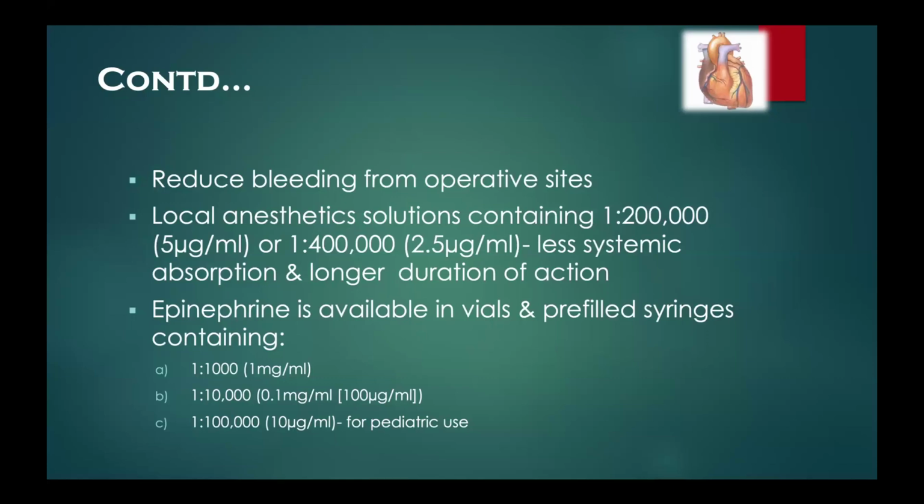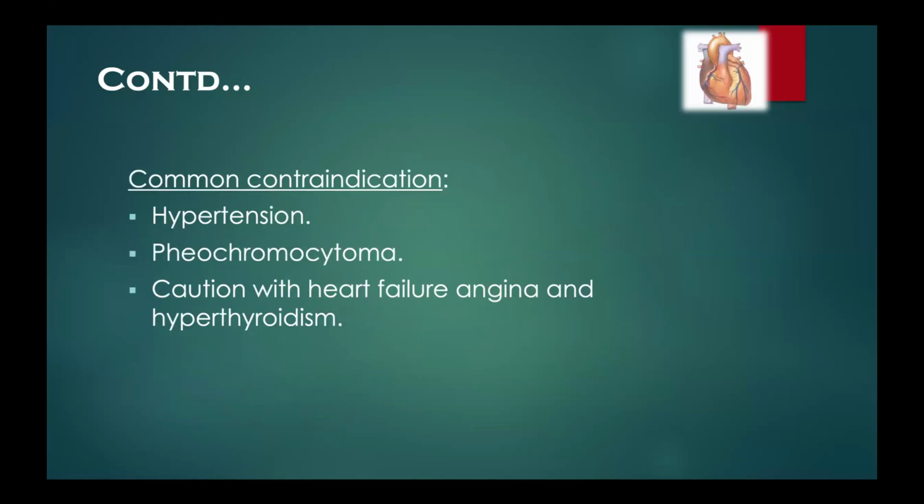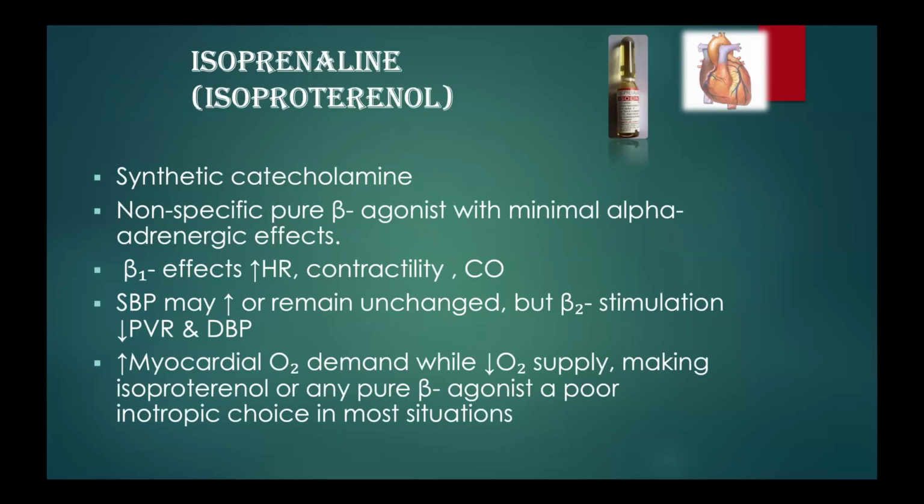It is available in vials with these concentrations: 1 in 1000, 1 in 10,000, and 1 in 1 lakh. Local anesthetic solutions containing 1 in 2 lakh to 1 in 4 lakh are available, which have less systemic absorption and longer duration of action. It is contraindicated, however, in patients of hypertension and pheochromocytoma, and should be cautiously used with heart failure.